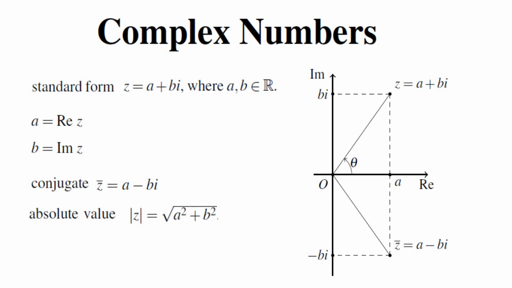Geometrically, every complex number can be placed on a complex plane. The horizontal line is all real numbers, and the vertical line consists of all numbers of the form b times i, where b is a real number. The absolute value of z represents the distance from z to the origin, which is why it is the square root of a squared plus b squared.